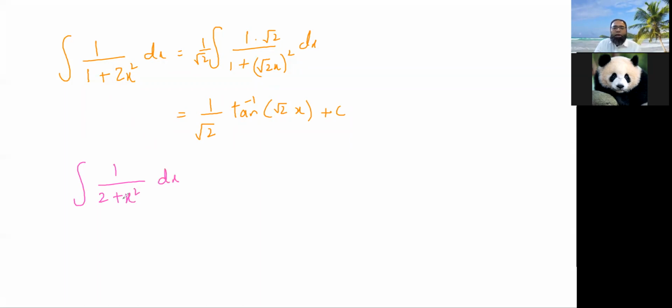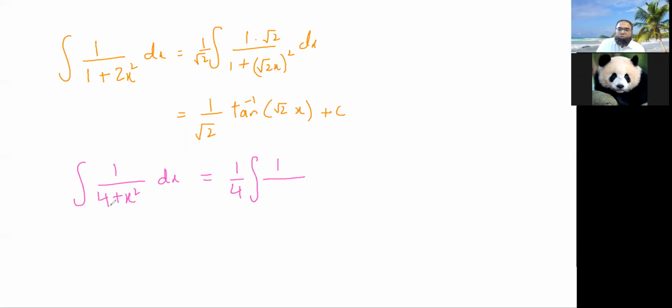We can't write this as a tan inverse of x unless we have a 1 over here, okay? So how can you have 1 over here? You will have to take 2 common from the denominator. When I take 2 common, let me make it a bit easier for you. Let me take 4 instead of 2. This is 4.